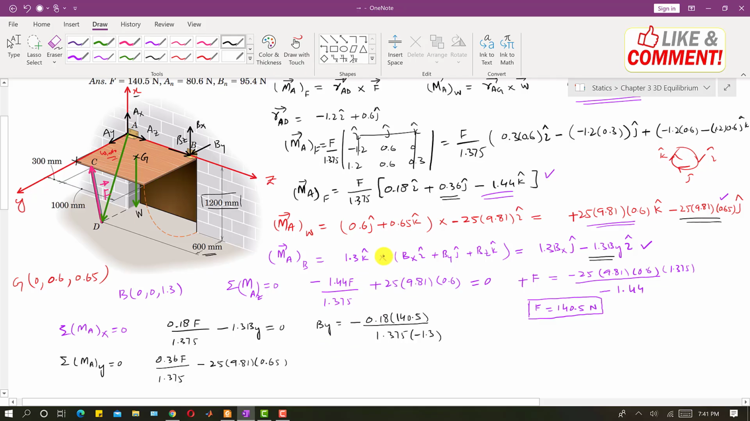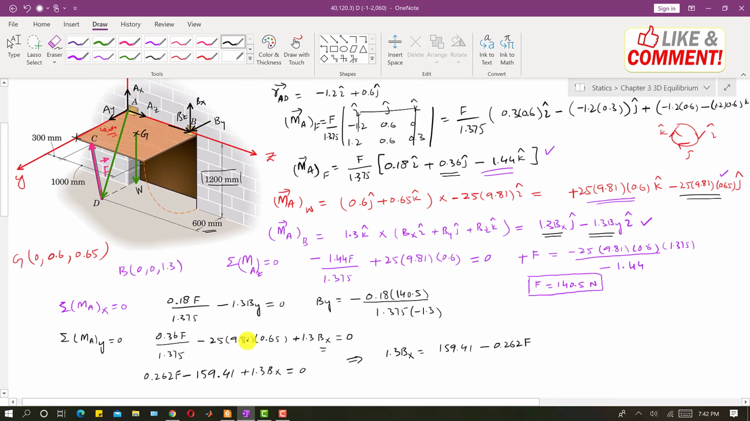And as we can see, this B is also producing the moment along Y, so we will have to add this as well. So we will write plus 1.3 Bx equals 0. In this equation we have only this Bx unknown, so we will be able to find this Bx.